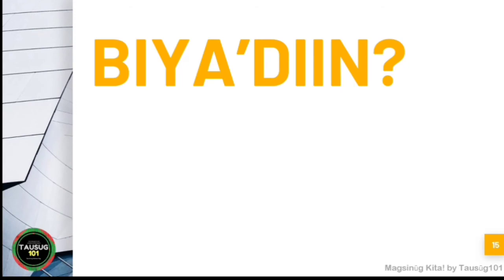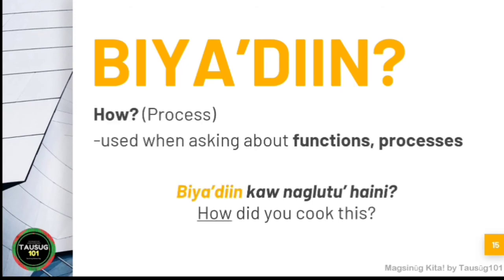Next we have the question word biakdiin. This is the equivalent of the English question word how, but focusing on process. We use this question word when asking about functions or processes. An example here, biakdiin kau nagluto haini. Biakdiin kau nagluto haini. How did you cook this? Sometimes you will hear people use the word biariin.